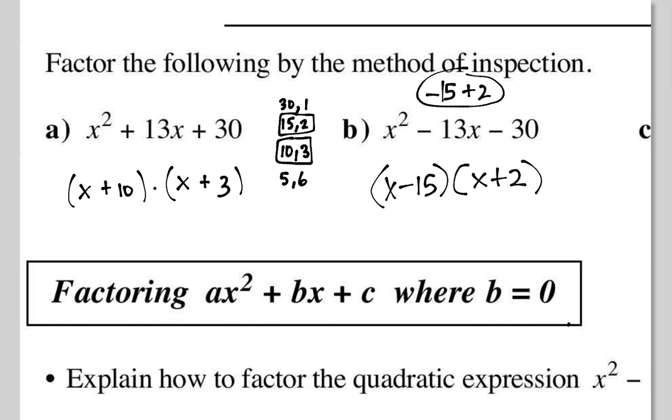So this, I'll use my pointer. When you have a minus times a plus, the product will be negative. Okay, and then if the product's negative, this can be positive or negative, depending on who wins.